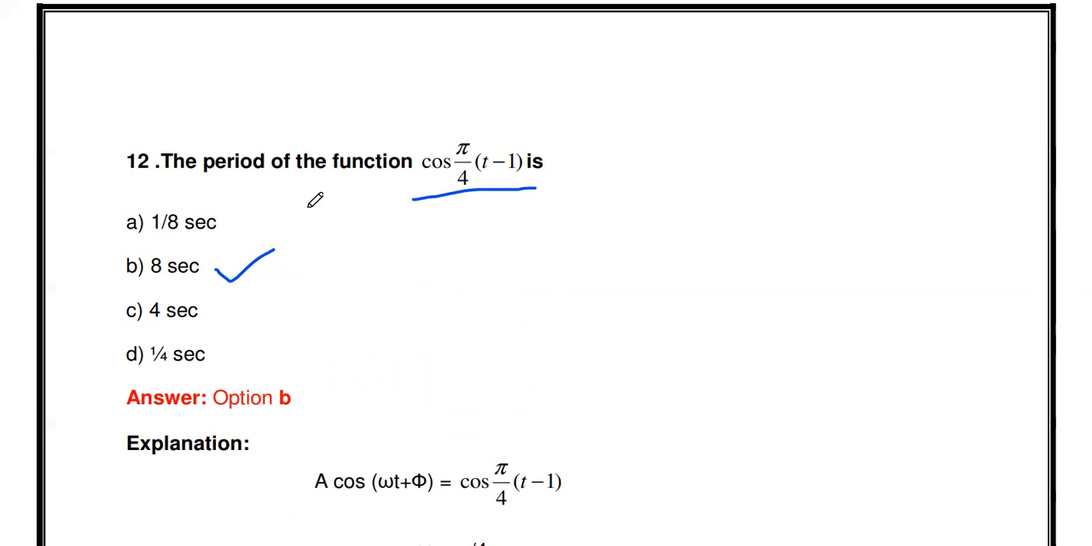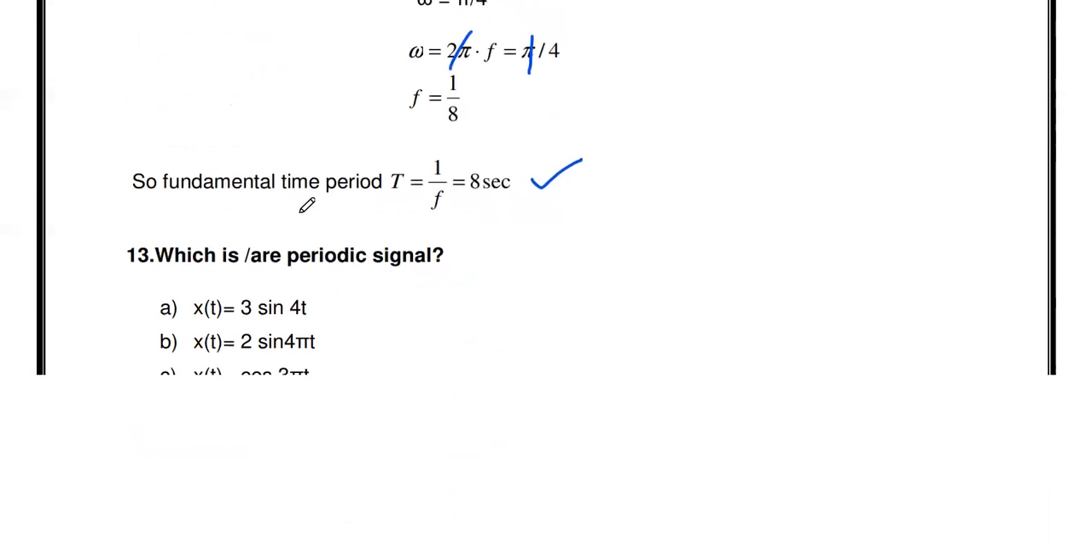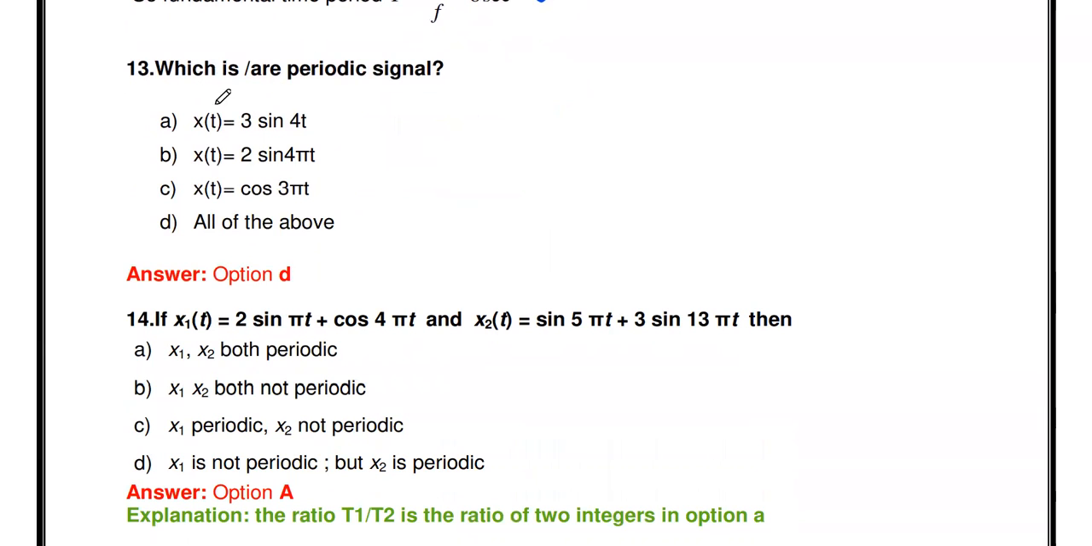A single continuous time sine and cosine wave is a periodic signal. So blindly, single continuous time cosine and sine waves are periodic signals. Next question, which is a periodic signal? You see the first part, x of t equal to 3 sine 4t. It's a continuous time sinusoidal waveform. All continuous time sinusoidal waveforms are periodic signals. So x of t equal to 3 sine 4t is periodic.